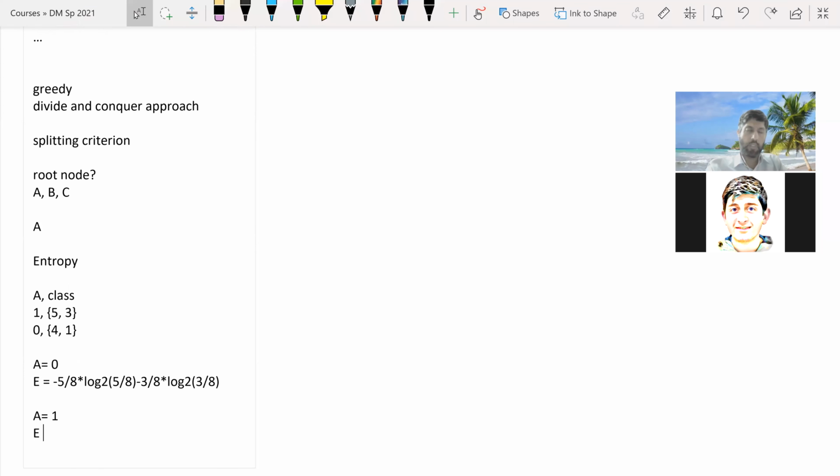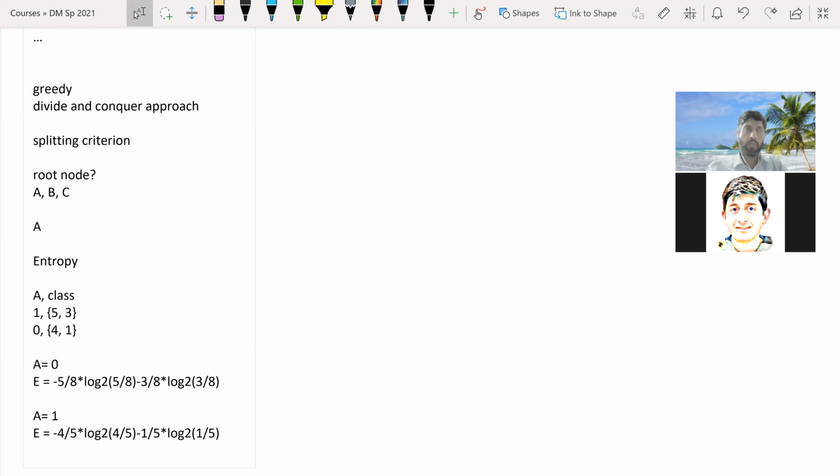So what is its entropy? We have 4 and 1, so minus 4 divided by 5 into log 2 of 4 divided by 5, minus 1 divided by 5 into log 2 of 1 divided by 5. So this is the entropy of the second partition.